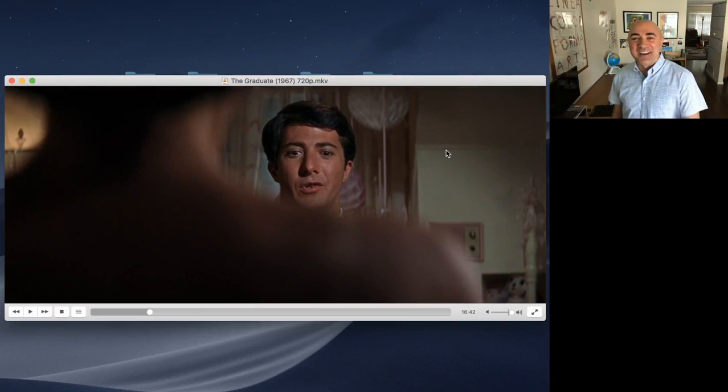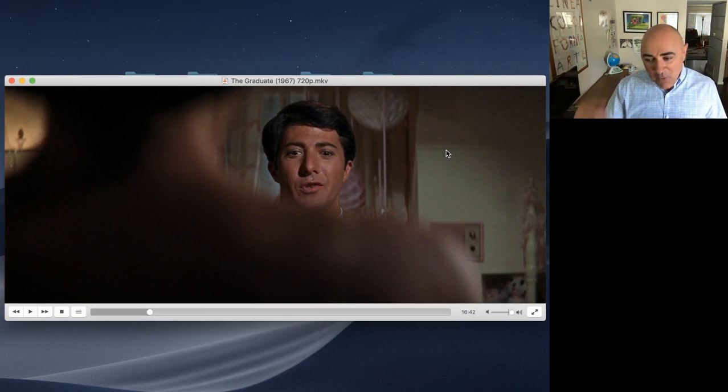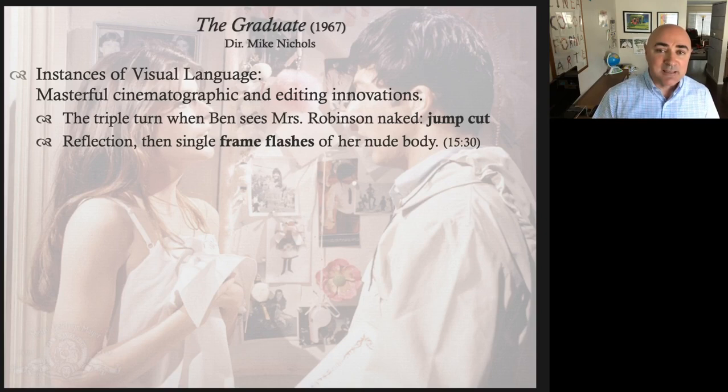So great, because he keeps reacting to the frame flashes. So what are the frame flashes? They're moments when he actually sees her. You can see how much information in that scene was conveyed through editing. An example of a subjective camera.